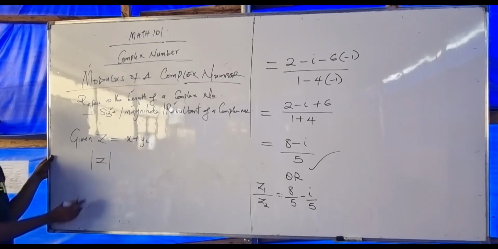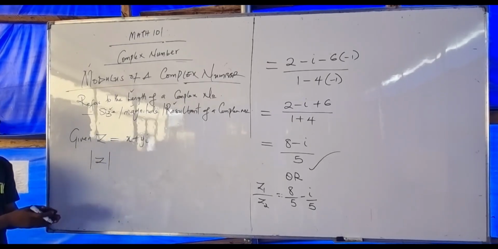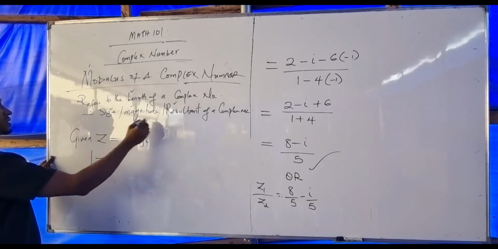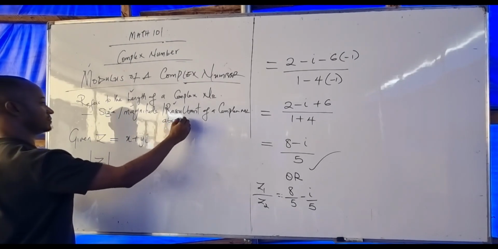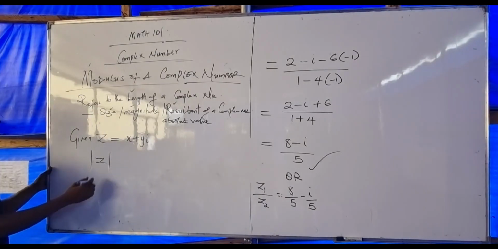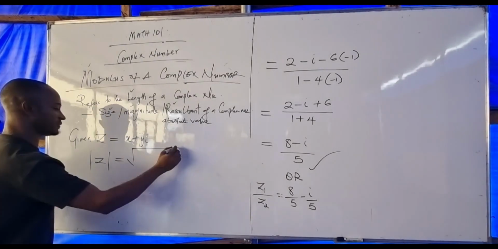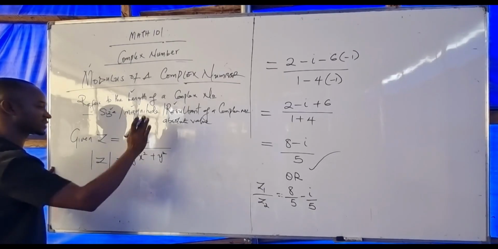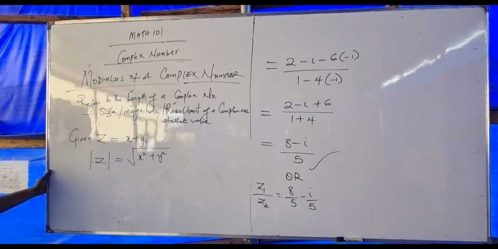Modulus of z simply means absolute value. Yes, it also means what? Absolute what? Value. This also means absolute value. This absolute value of z, and that will give us what? Square root of what? Of x squared plus what? Plus y squared. Right there?